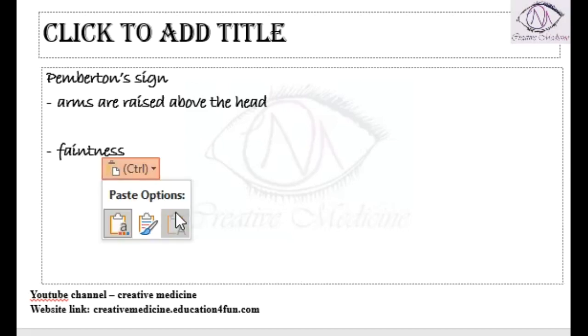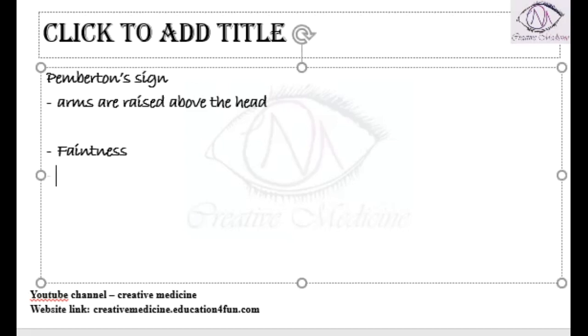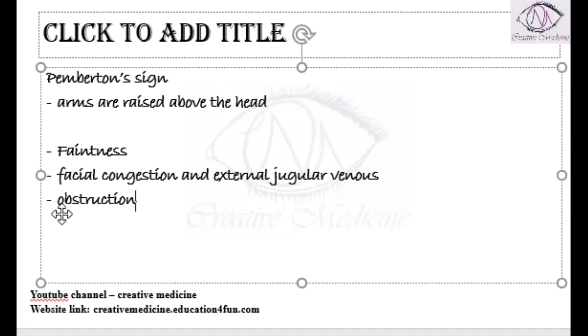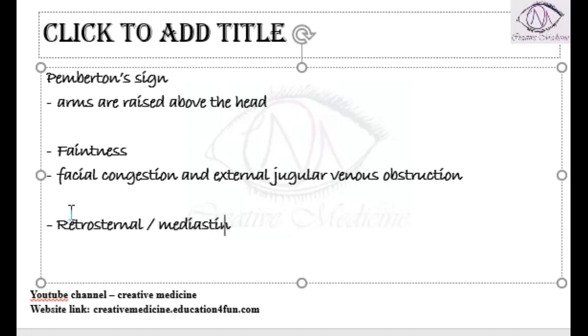The patient will also have facial congestion, and external jugular venous obstruction is also seen. Because of the external jugular venous obstruction, the patient will have facial congestion. This will help us to recognize the retrosternal goiter, also called mediastinal goiter.